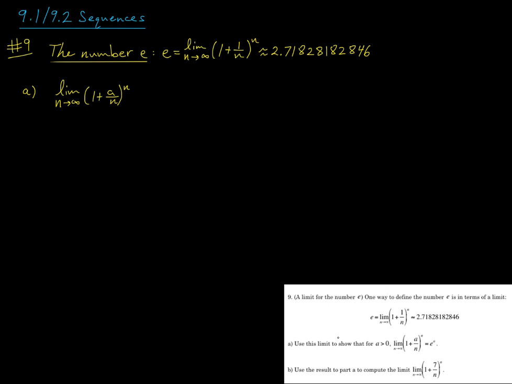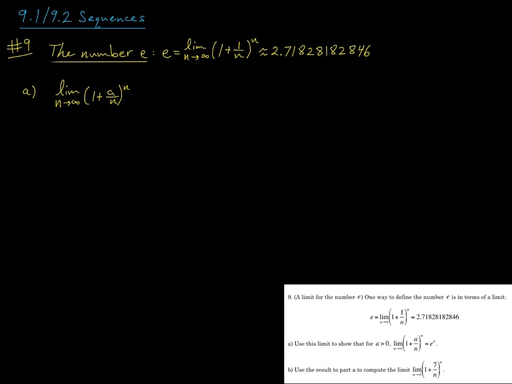So now, with part A, it says, use this limit to show that for a greater than 0, the limit as n approaches infinity of the quantity 1 plus a over n, all raised to the n, is equal to e to the a. Okay, so in other words, if I replace this 1 that I see in the original expression with an a, then this corresponding quantity will converge to e raised to the a power.